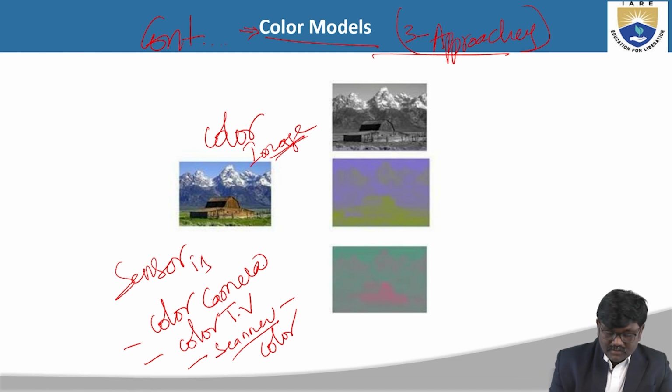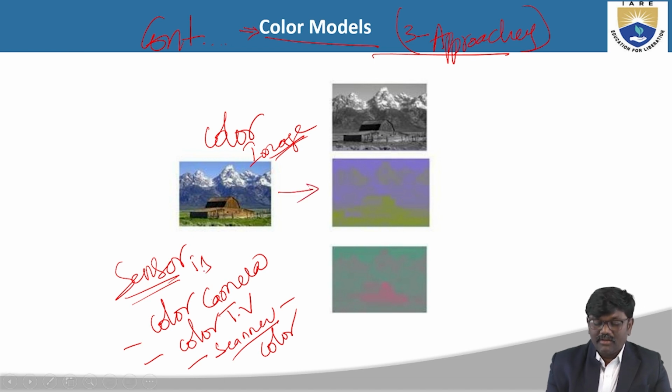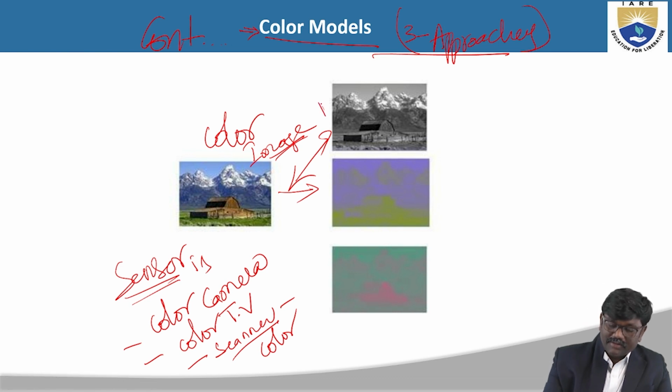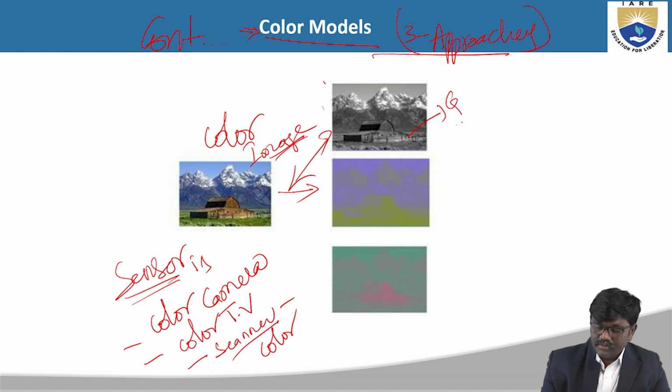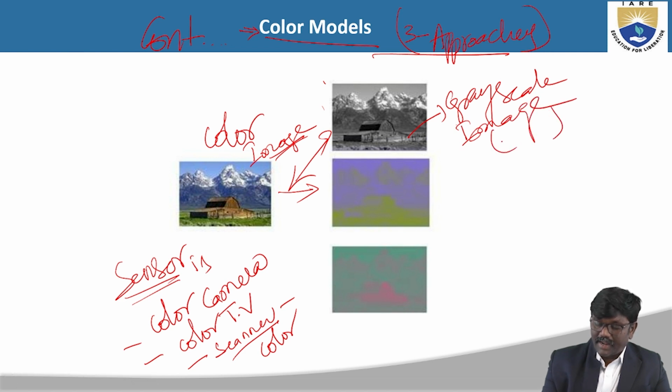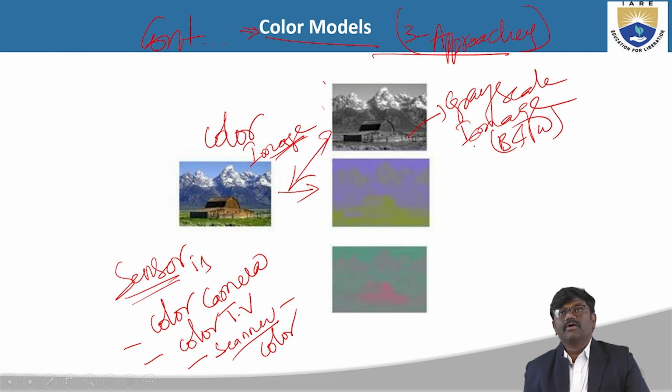So by using this sensor based selection only, you may be converted. While you are converting, you are required vice versa from the black and white. This is black and white. This is grayscale. What is this? Grayscale image. What do you mean to understand black and white means? Black and white image is nothing but your grayscale image.